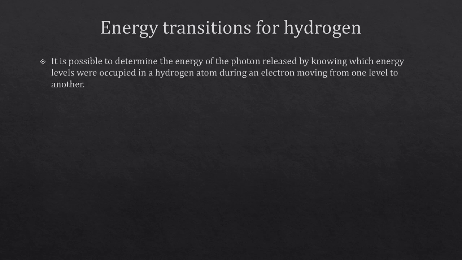Now, we're going to talk about the energy transitions to specific numerical values for hydrogen. These equations get a lot more complicated, or sometimes we can't solve them exactly once you get to more complicated systems. So we're going to use hydrogen as an example that we can work by hand rather than using a computer to help us out, or experimentation if we can't determine it exactly. So it's possible to determine the energy of a photon released by knowing which energy levels were occupied in the hydrogen atom during an electron moving from one level to another.